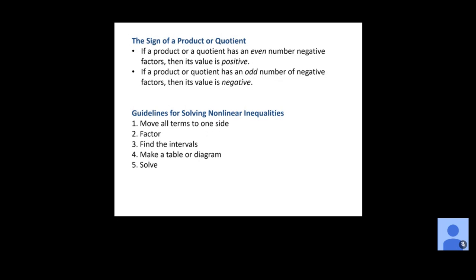Then we're going to use a table or a diagram or a number line even to generate what intervals we're looking at and determine if those intervals are going to be positive or negative. And then based off of whether those are positive or negative, that's going to give us the solutions to our inequality. Okay, so there's several steps here, but I'm going to go through all those steps as we go through the next example.